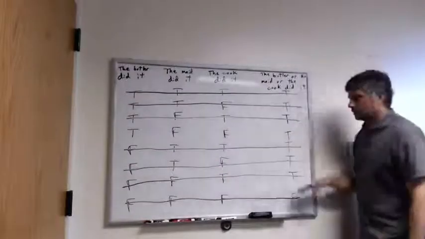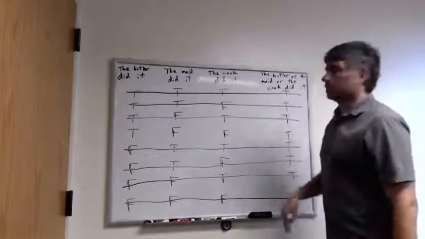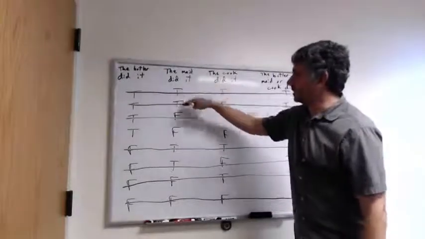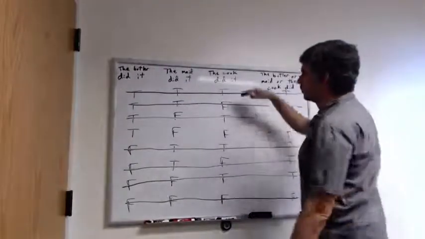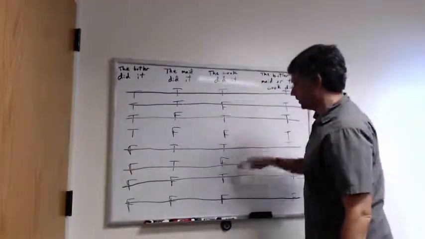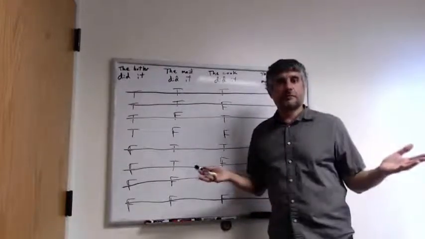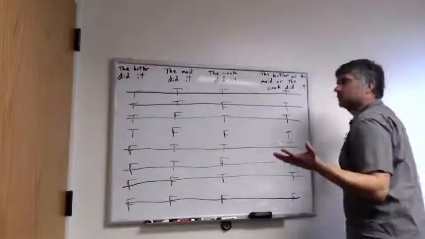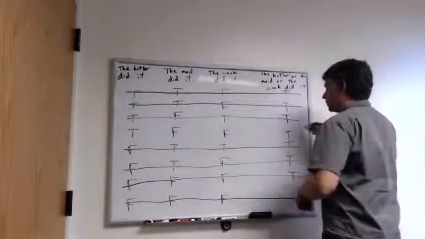So premise 1 rules out this situation. Premise 2 rules out this, and this situation. And premise 3 rules out this, and this situation. Well, what's left? The only situation left that could be the actual situation is this one.